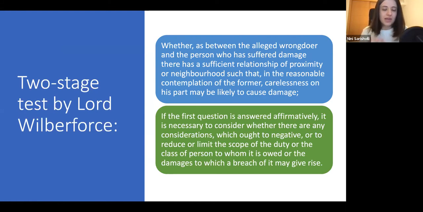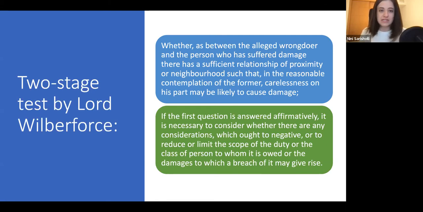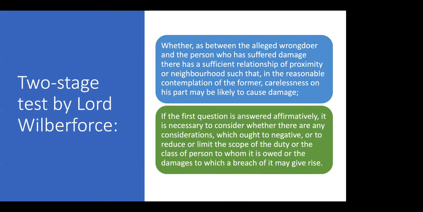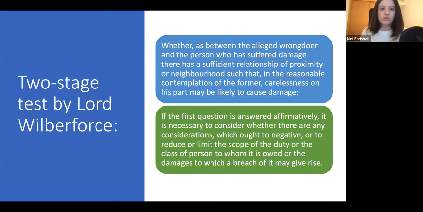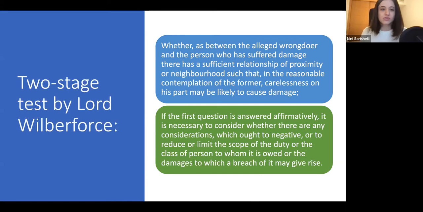So this case, Anns versus Merton, limited the situations where a duty of care could be established, because beforehand it opened the floodgates of liability. Too many cases were received about this matter, and they had to put some control on duty of care, and some sufficient relationship of proximity had to be shown in order for a duty of care to be established.